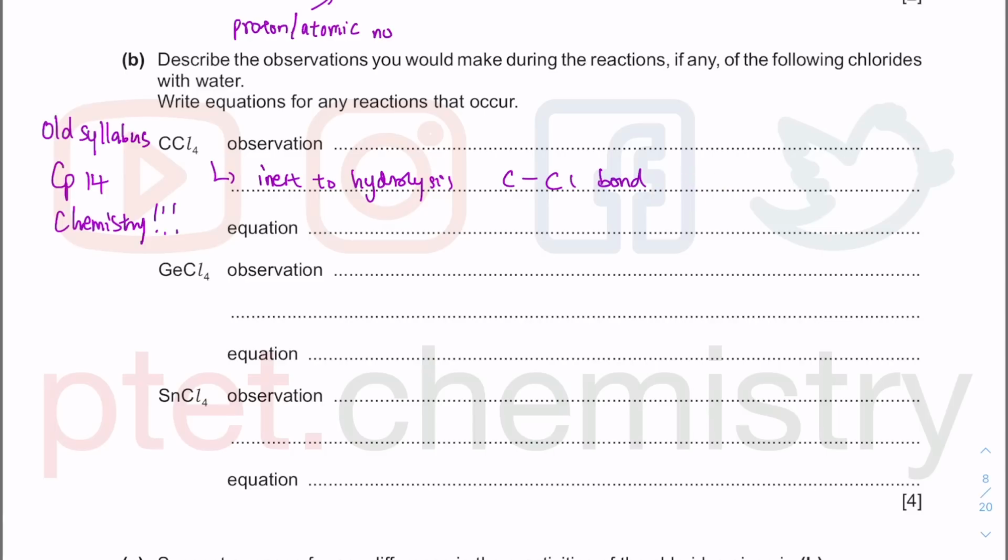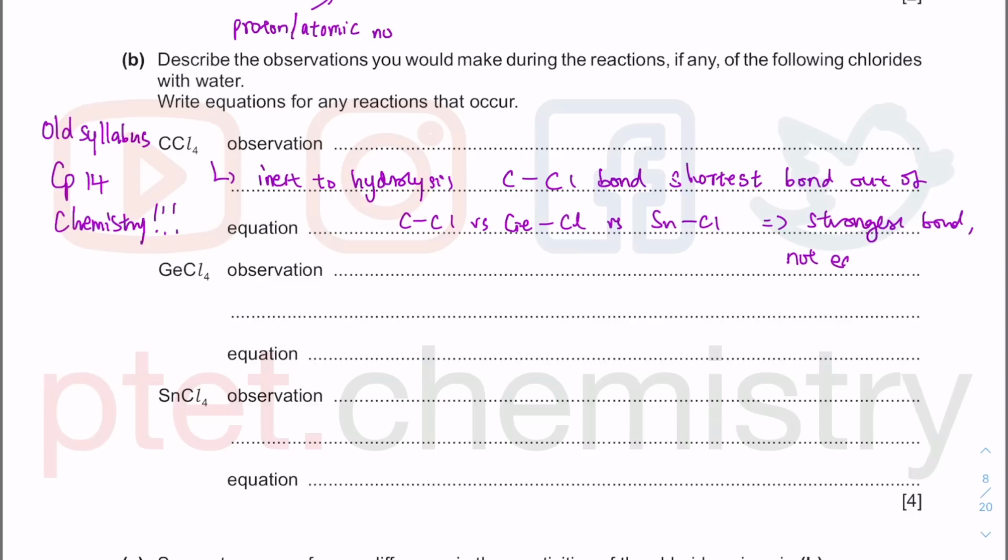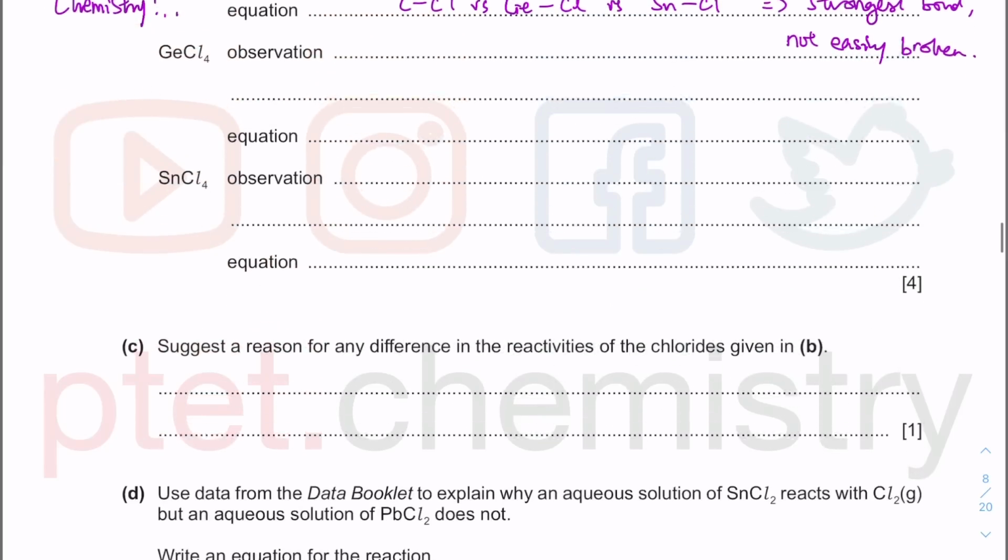It's the shortest out of the 3 actually, because of the small size of carbon. So if it is the shortest, something is definitely wrong with what I said. It's the shortest bond out of CCl versus GeCl versus the SnCl. And therefore it is the strongest bond, and therefore not easily hydrolyzed, not easily broken. Okay, but as for the rest of it, I don't think we need to talk too much about that.